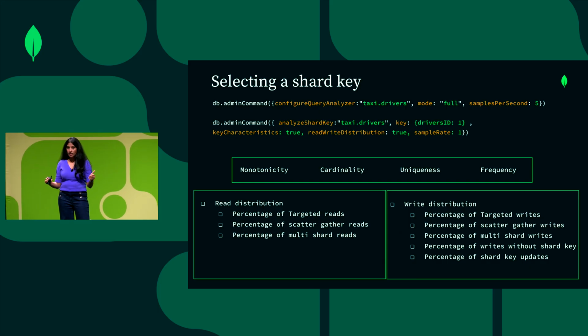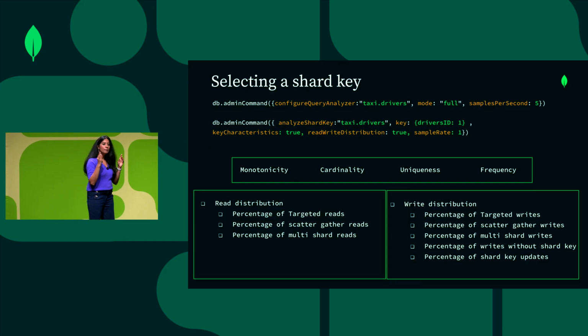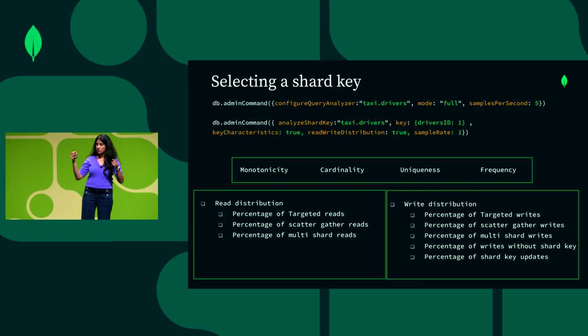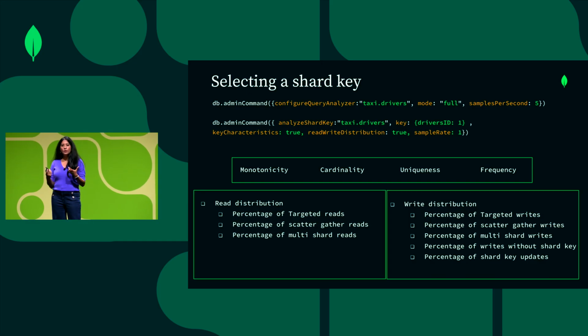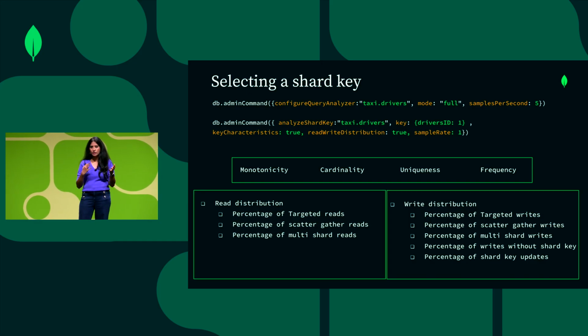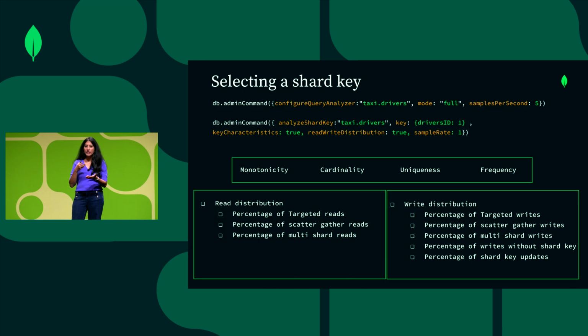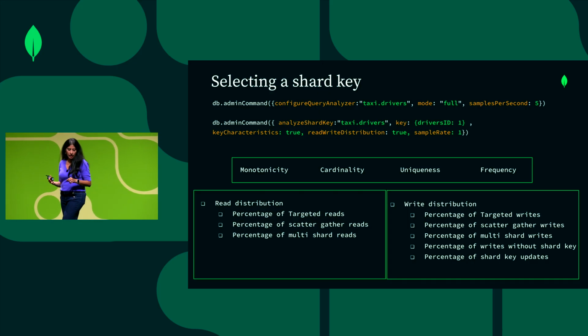But say you don't do that. Say every query uses a whole different field, which is not driver's ID. Then your percentage of scatter gather reads and scatter gather writes, which is when MongoOS will send the request to every shard in the cluster because it doesn't know where the data lives, that will be 100%. So you want to optimize for more targeted reads for a more performant application. We also go into more details like which reads and writes are multi-shard, how many times are you changing your own shard key, which is an internal transaction, so is slower, so you should be aware of that, and percentage of writes without your shard key.